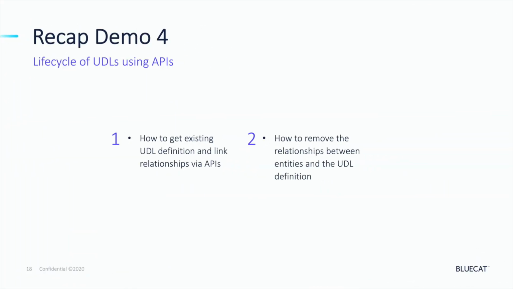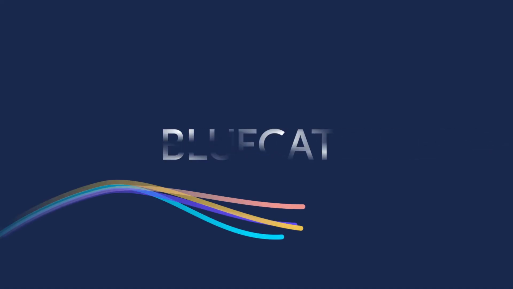To recap what we've shown in the final Demo 4, we've shown how to complete a UDL lifecycle. Firstly, we use the APIs to get an existing UDL definition. We've shown via the APIs how to get the linked entities currently using a specific link definition too. We moved on to remove the one-to-one entity relationships using the unlink APIs and shown how this updates the Address Manager. Finally, we completely removed the UDL link definition itself.